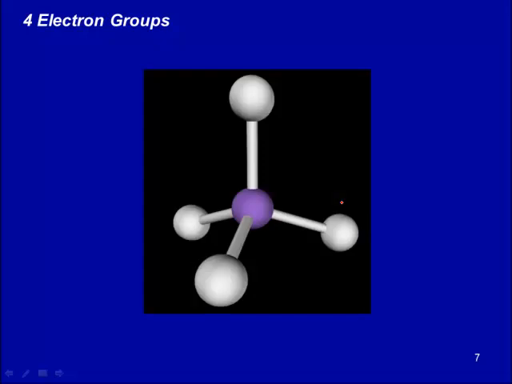So as we can see here, this is what we call the bent geometry, and it will result in a polar molecule if the two individual bonds are polar. So now let's look at the 4 electron groups. And as we know, we call it the tetrahedral. Now we are in 3-dimensional space.